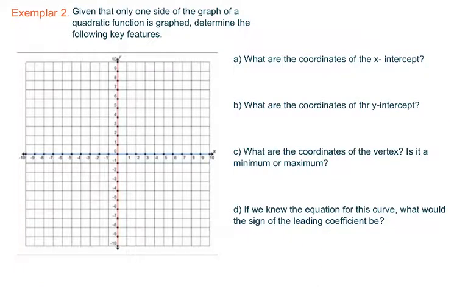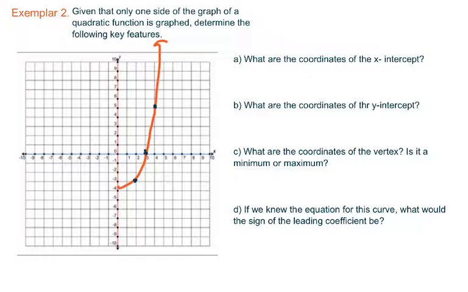Alright, so now you have exemplar 2. Given only one side of a quadratic graph, determine the following key features. You're going to answer the same questions, and there's a fourth question added: the x-intercepts, the y-intercept, the coordinates of the vertex, and what would the sign of the leading coefficient be?